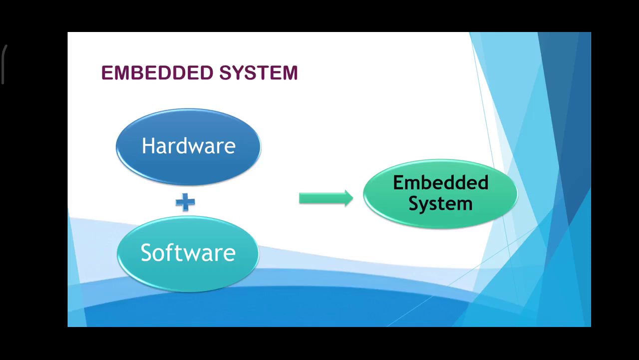So let's see the components of an embedded system. An embedded system is a combination of microcontroller and memory, input output interface, communication interface, and power supply. That's all about embedded systems.